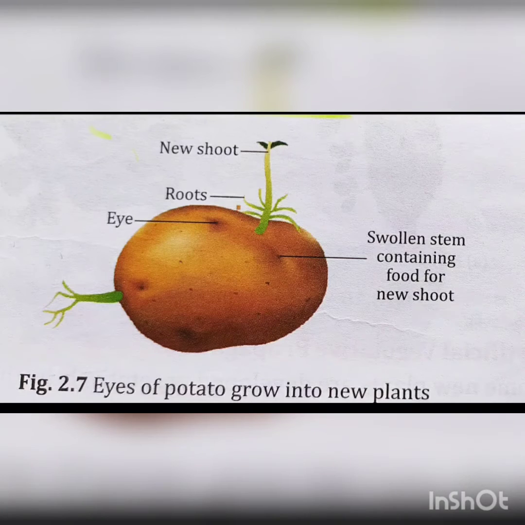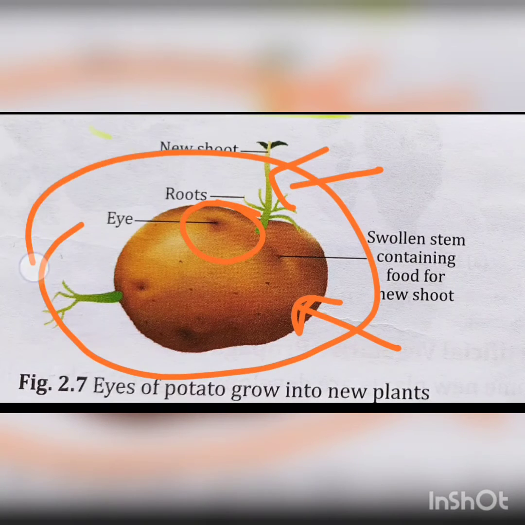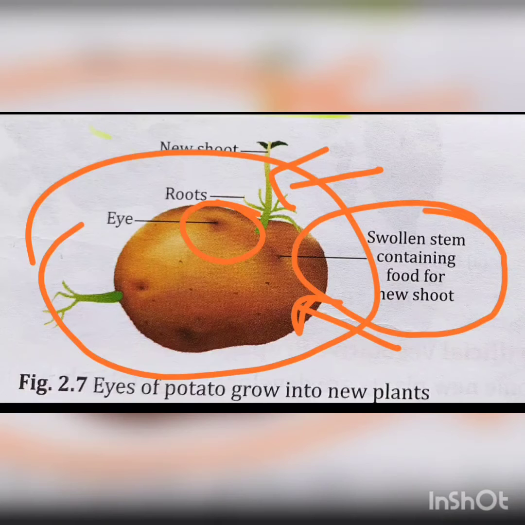This type of underground stem which helps in natural vegetative propagation is the tuber. It is a modified fleshy and swollen underground stem which contains food for the plant. It has many small buds called eyes. Each eye grows into a new plant. This is an example of the potato tuber. The swollen stem in the potato contains the food for the new shoot.